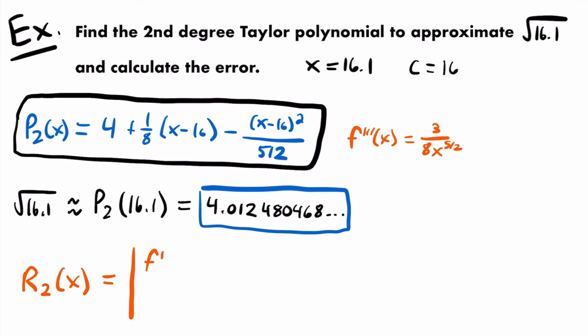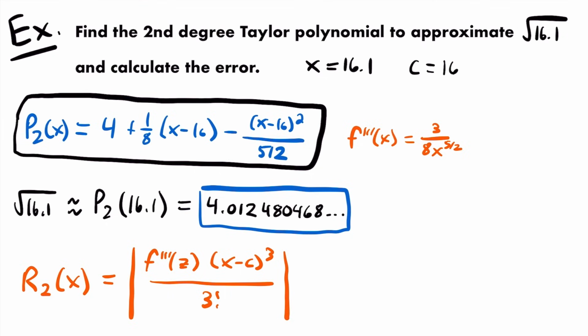We're going to have f triple prime, the third derivative, of z times (x minus c) cubed divided by 3 factorial. Remember, we're just looking at the next term of the Taylor series after we stopped for our Taylor polynomial, where n is equal to 3. That is what R sub 2 is equal to.